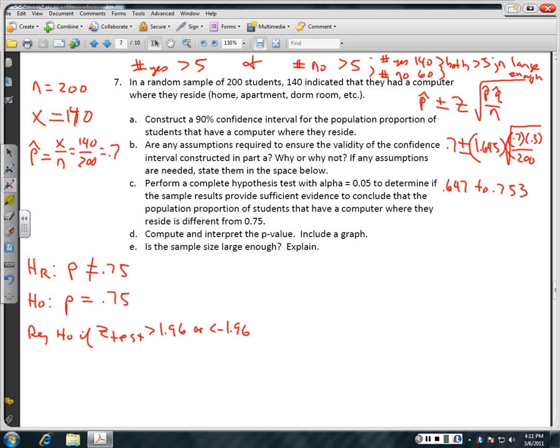But anyway, our test statistic is going to equal the statistic minus the hypothesized parameter over the standard error for this. Now, this is a little bit of an ouch here, but just the way it is.